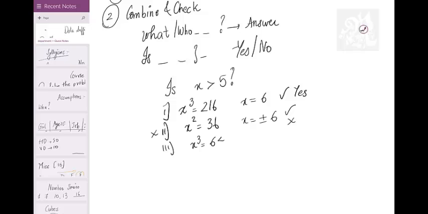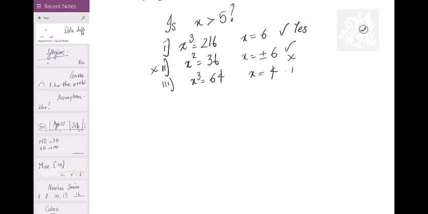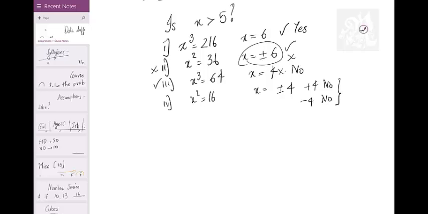If I have x cube is 64 as a third statement, so x is plus 4, is it more than 5? No. But it still gives a unique answer, which means sufficient. But if I say x square is 16, x is plus or minus 4, is it more than 5? Plus 4 is not more than 5, minus 4 is also not more than 5. In both of them I get a no, that is why it is still sufficient to get the answer. Do you understand this? So in an "is" question, the idea is about answering whether it is yes or no. If you have a yes and no together, it is not sufficient. But if you have only yeses or only no's, it is sufficient.